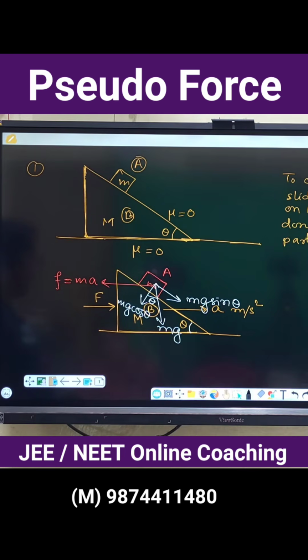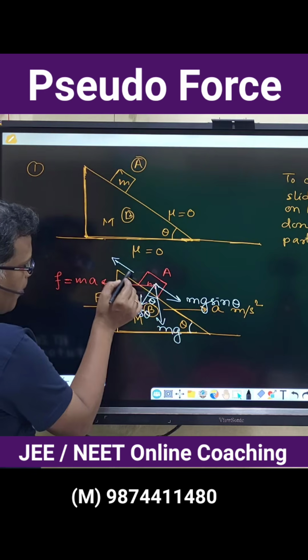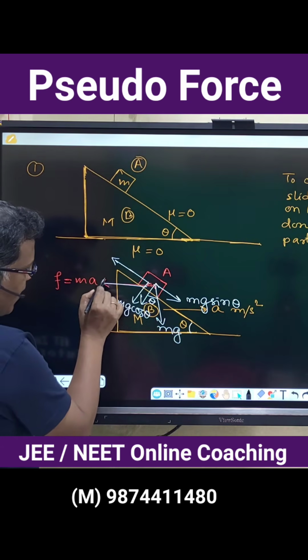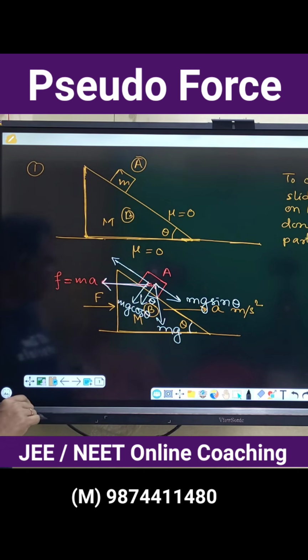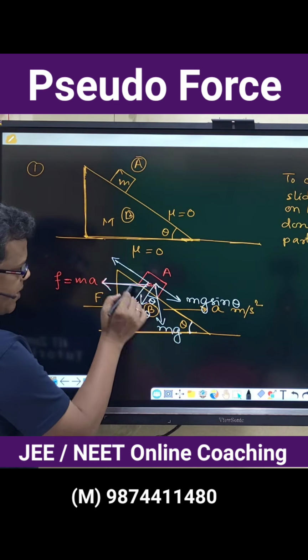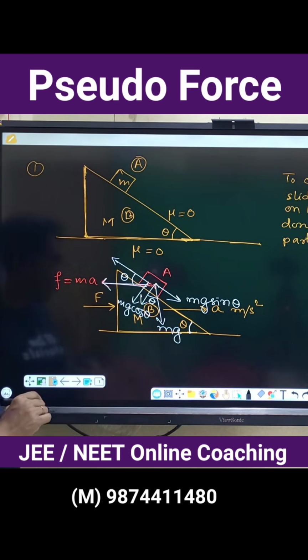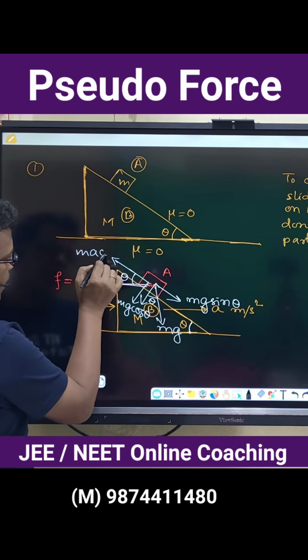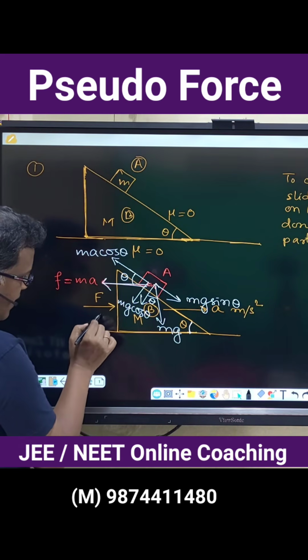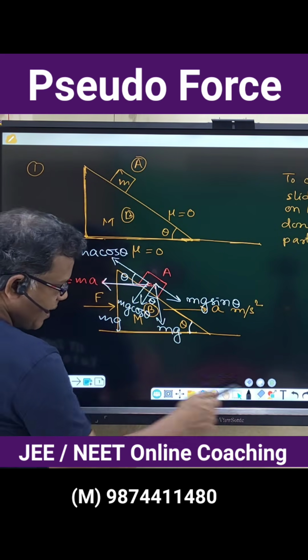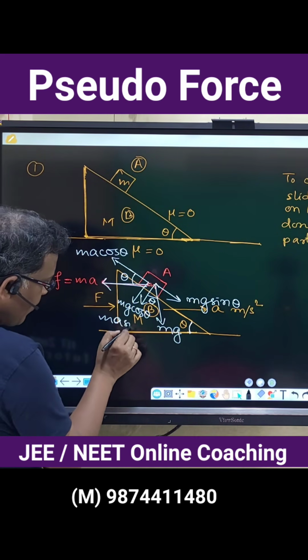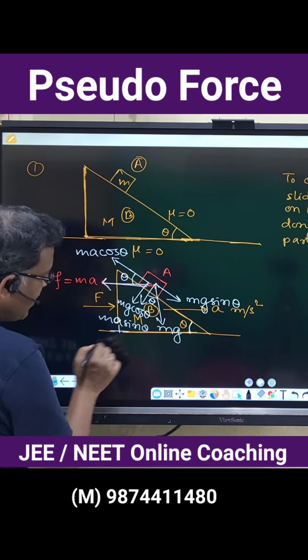So the mass can slide down the inclined plane with the force of mg sin theta. To stop the mass from moving down the inclined plane, you need to exert some balancing force in the upward direction. Only then can you oppose its downward motion, yes or no? To do so, resolve the pseudo force ma into two components, and as per geometry, if this is theta, this can also be theta. So this component will be ma cos theta, and this side it will be ma sin theta. Are you understanding it or not?